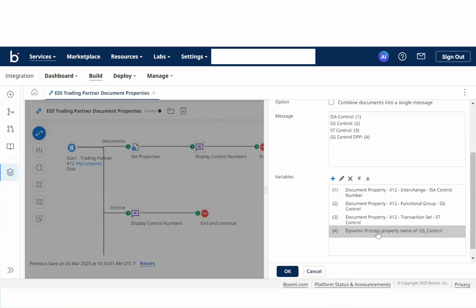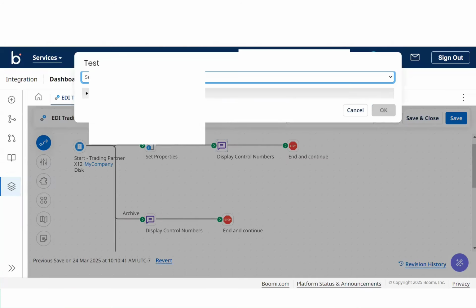We're also going to be displaying the GS control number as a dynamic process property that is set down the documents path. This can be used as a workaround if there is one functional group segment within your interchange document, where you could set a dynamic process property that could be used down the archives path. I'm going to go ahead and run this process and test it.